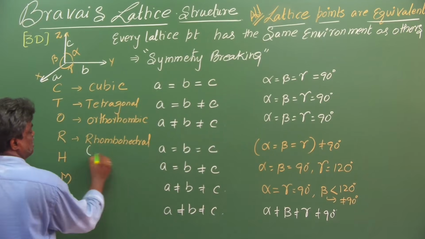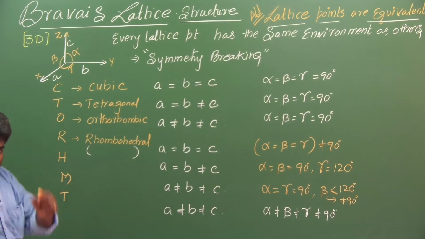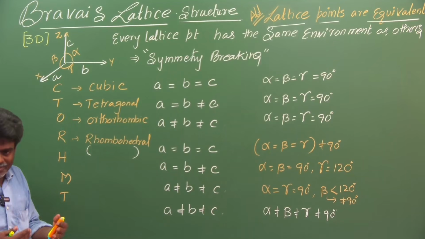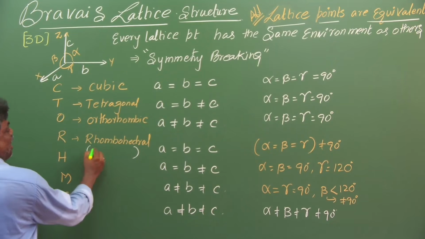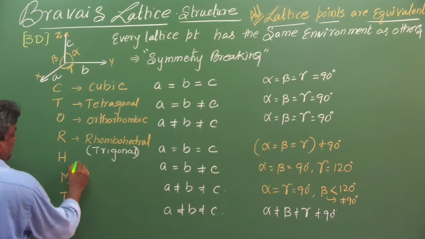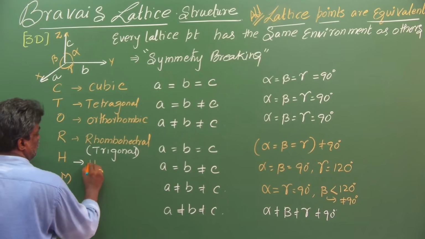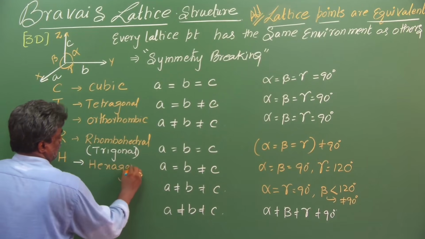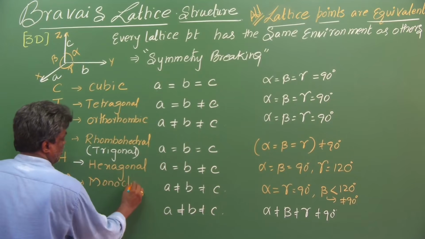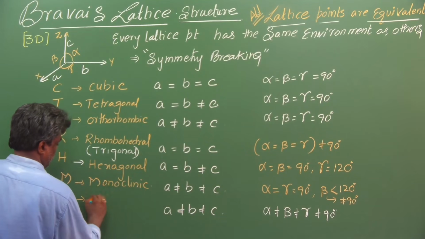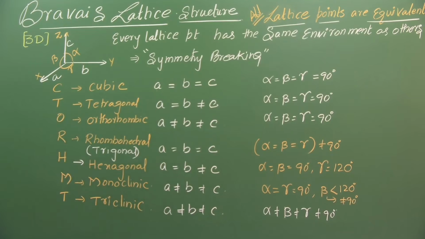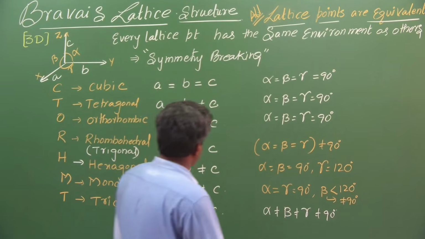Rhombohedral, one more name is there, but why I have taken R, it is easy. CTORR HMT. R another name is trigonal. Rhombohedral another name. Symmetry breaking, and that's it.